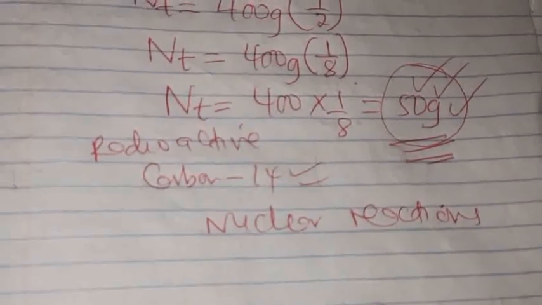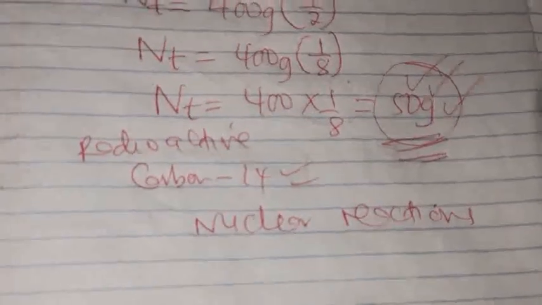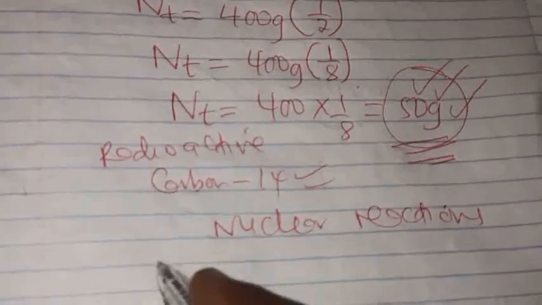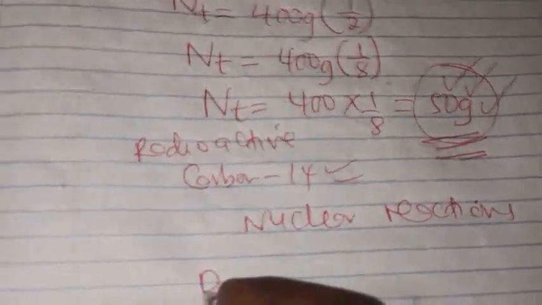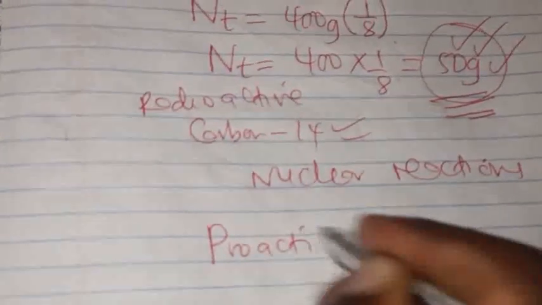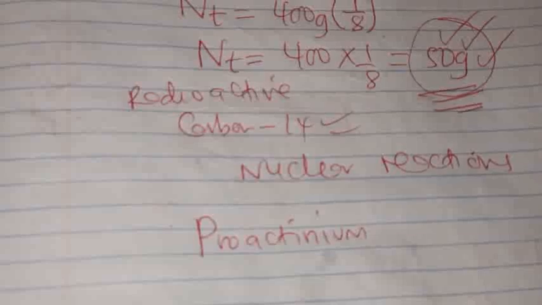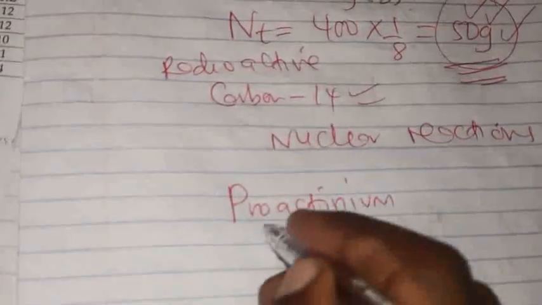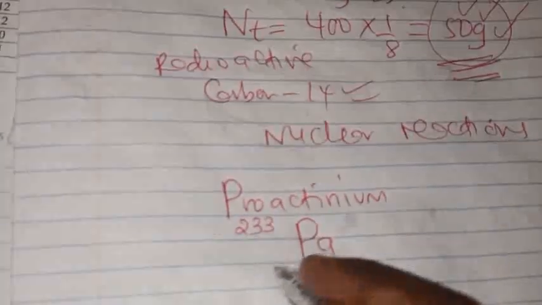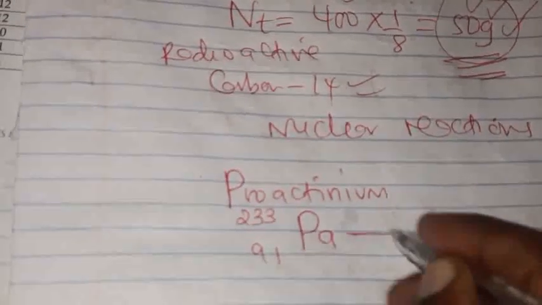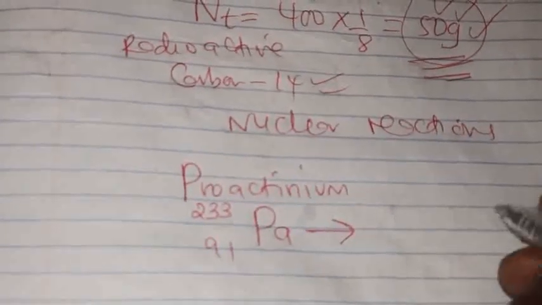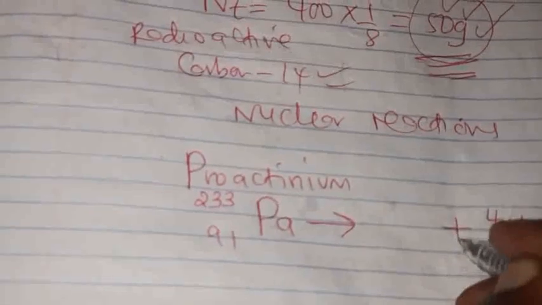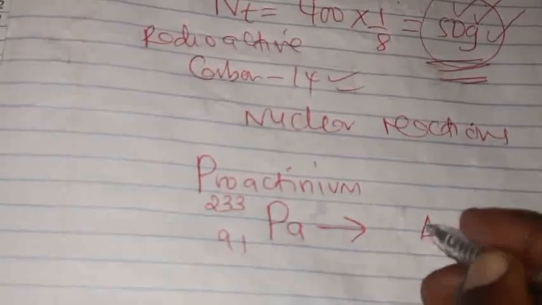So when you release an alpha particle from the nucleus, what happens to the mass number and, of course, the atomic number? Let's say we have an element like protactinium, with chemical symbol Pa. Let's say it has a mass number of 233 and atomic number 91, and the protactinium emits an alpha particle. Then we shall have 4, 2, He, plus, and let's have actinium as the atom to be formed.